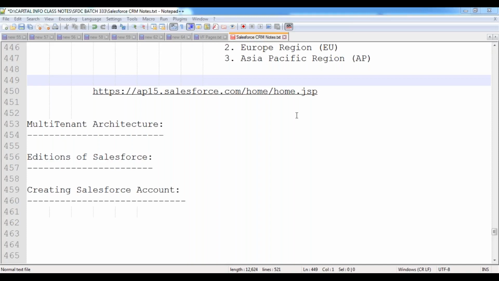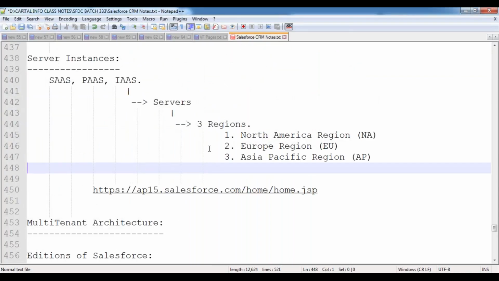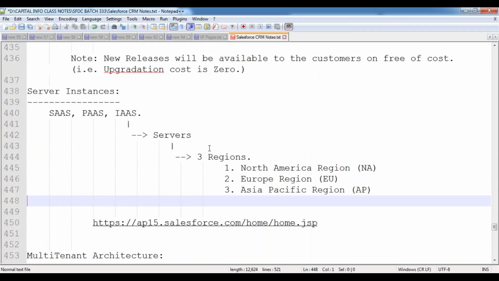So in the previous session, we have discussed the various server instances, and how Salesforce is allocating the memory space to the customers in the associated regions' available servers. We have discussed for how many customers they're allocating the memory space in each and every server, and what the various servers are in each and every region. Now let's see how we can verify all the servers' information.